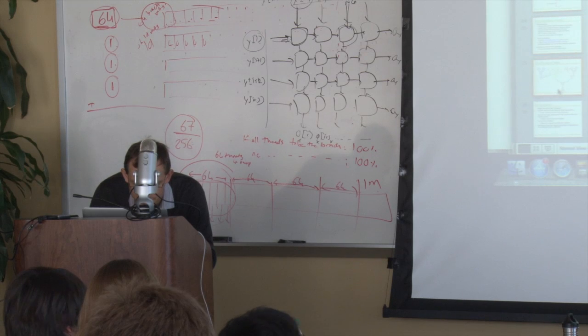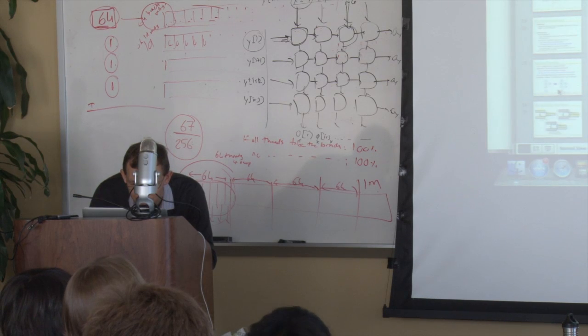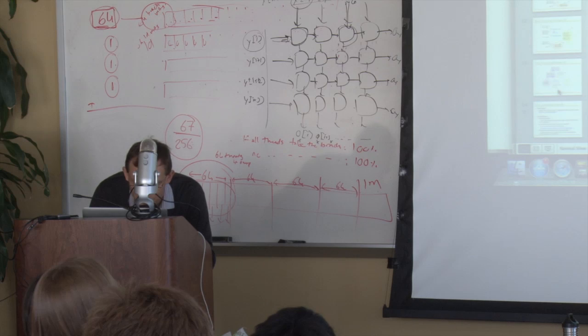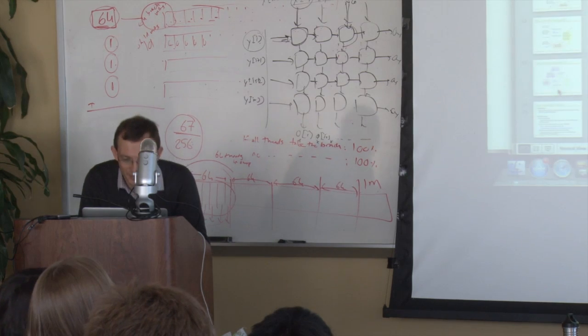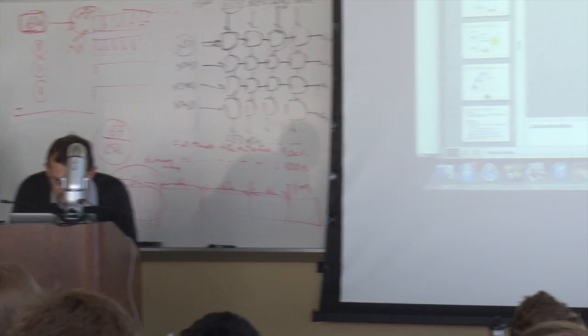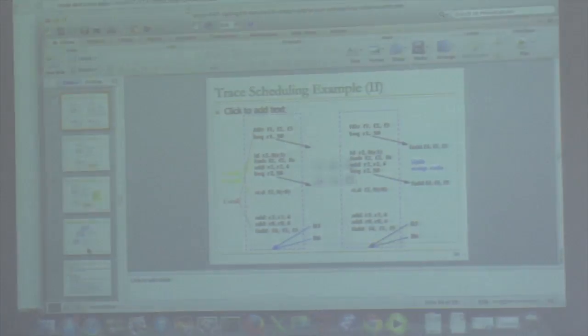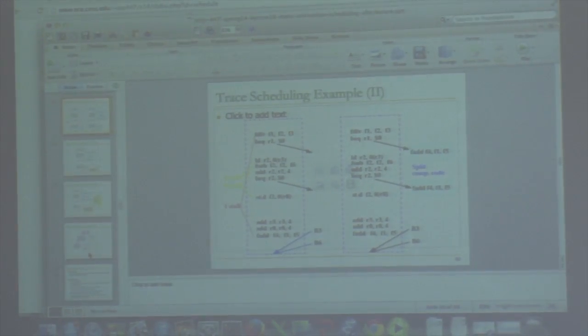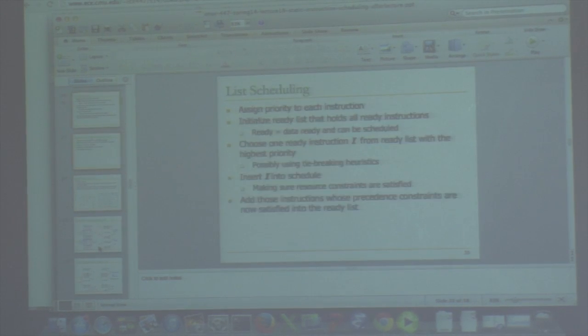Trace scheduling has a similar idea. And there's an example with trace scheduling, actually. Trace scheduling has similar issues with fixed-up code. Superblock just ensures that you don't have the side entrances into the trace, right? Let's go through trace scheduling very quickly, actually.